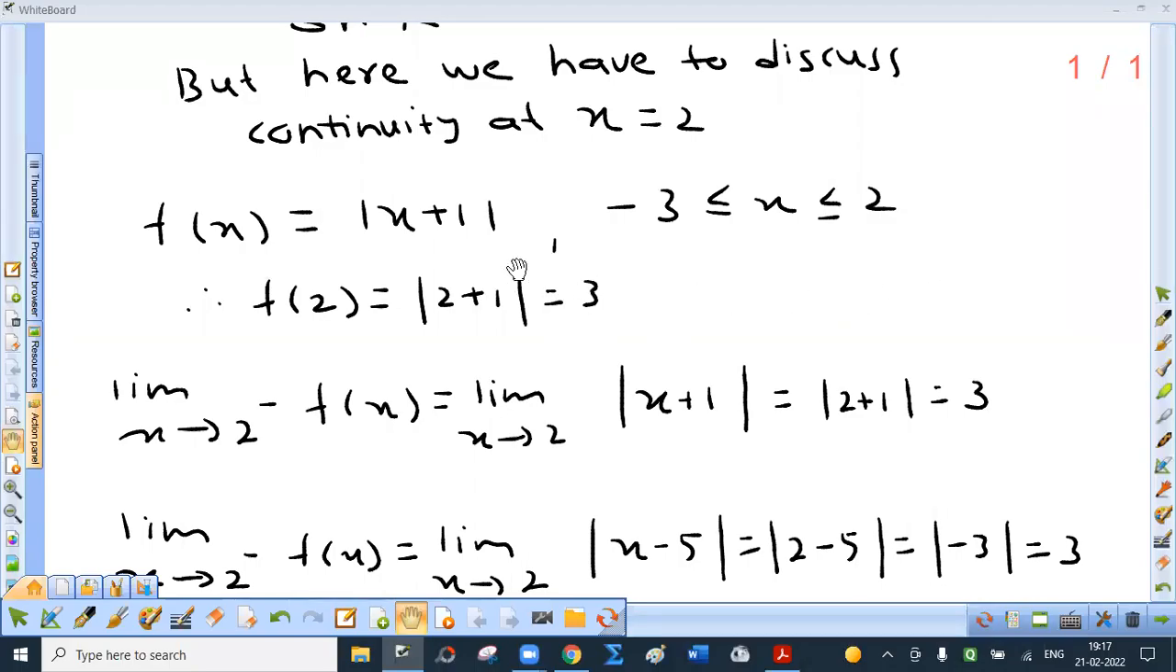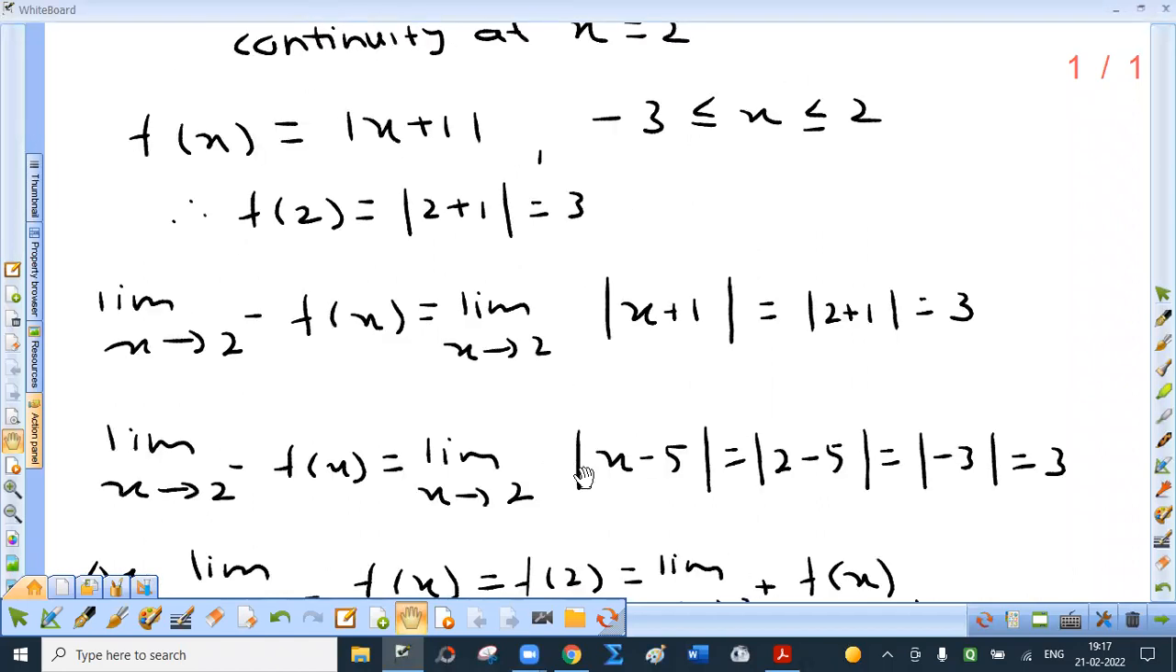Now f of x is mod of x plus 1 for minus 3 less than or equal to x less than or equal to 2. So we have to select this function to evaluate f of 2. It comes out to be mod of 3, that is 3. Now the limit as x tends to 2 minus. For that, which function do we consider? Mod of x plus 1. So mod of 2 plus 1, mod 3 is 3. The first one was the left hand limit. Now 2 plus. So this is the right hand limit.